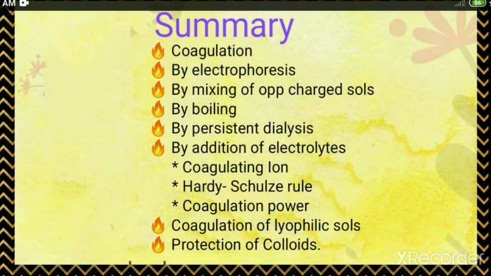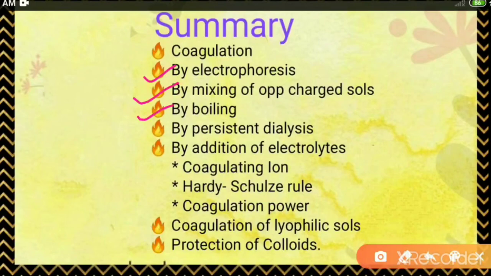So let us summarize. In this we have learned what coagulation is and the means by which coagulation takes place. That is by electrophoresis, by mixing of oppositely charged sols, by boiling, by persistent dialysis, that is the removal of electrolyte from the sol, and by addition of a suitable electrolyte. In that topic we have learnt about the coagulating ion, which is also called the flocculating ion or active ion.